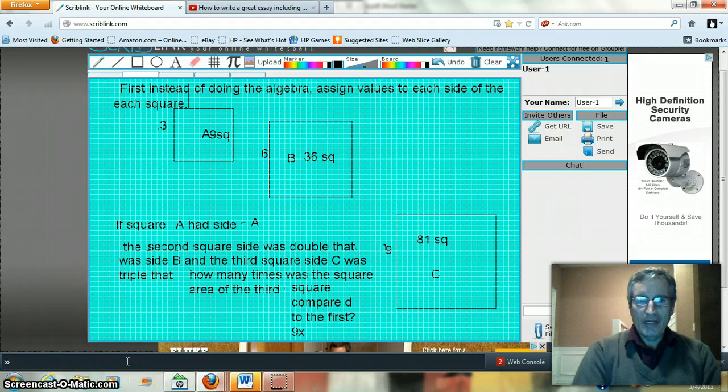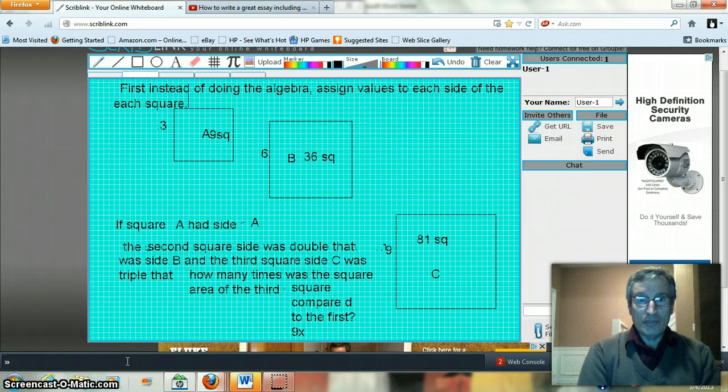So what we have on screen here is a question. If square A had side A, and the second square, side B, was double that, and the third square was triple that of square A, how many times was the area of the third square multiplied compared to the first?